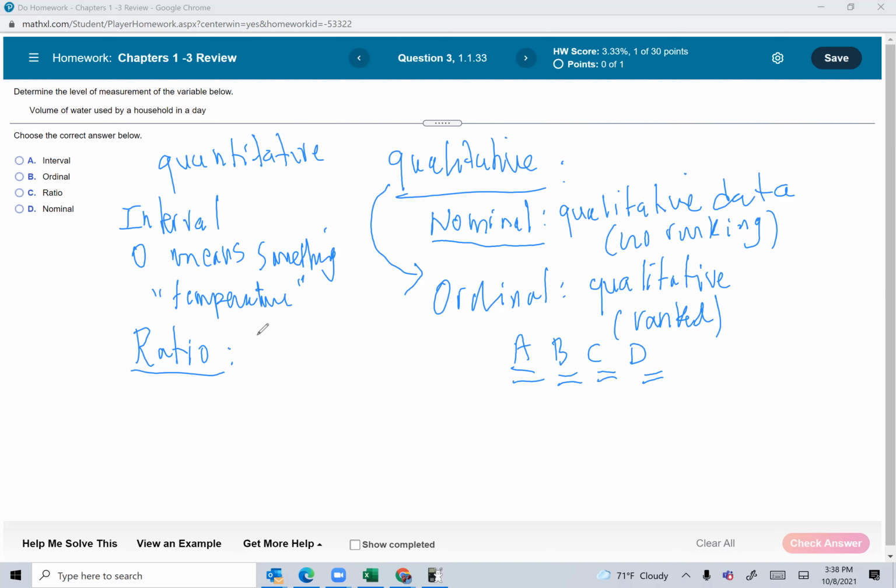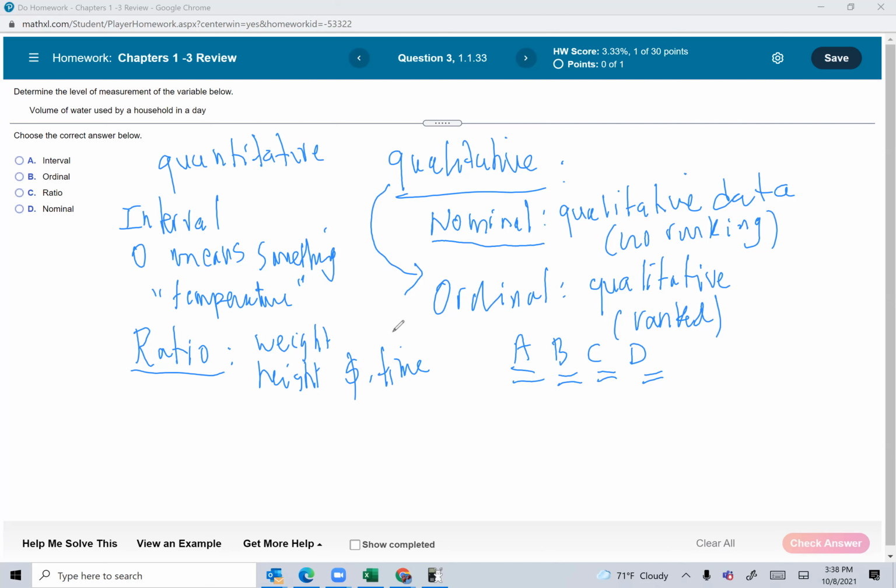I'll give you examples: weight, height, you name it, money, dollars, time, etc. This is all ratio. When I say 0 minutes, means 0 minutes, nothing, no time. When I say the weight is 0, that means the weight is 0. There's nothing here. $0 means nothing. But 0 temperature, no, it means something on the scale.